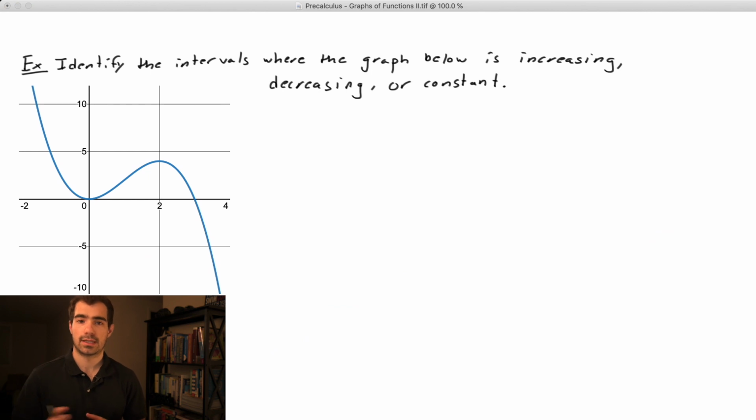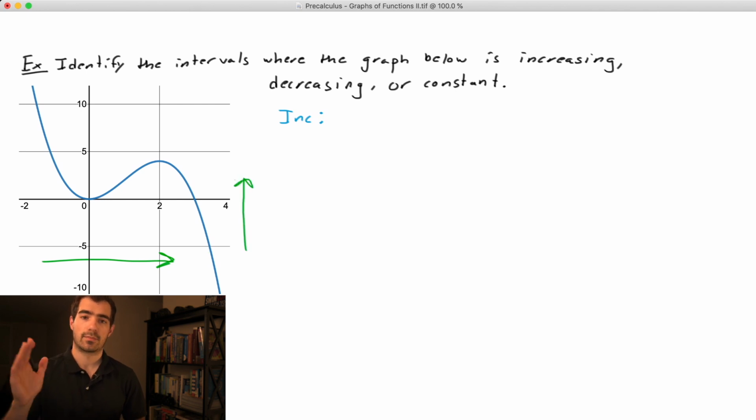And so let's take a look at an example here where we have a graph and we want to try to identify on what intervals is it increasing, decreasing, or constant. So if we start with increasing here, again, what we're looking for is when this goes up as we look from left to right. So the regions as we are looking this way, that the function is going up, getting higher or rising up on the y-axis.